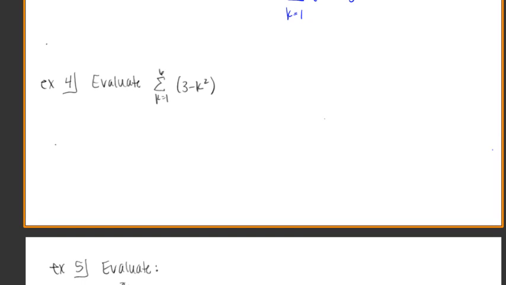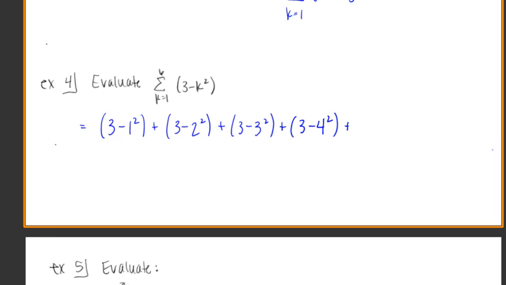We want to evaluate this summation from k equals 1 to 6. So just getting practice. So it looks like it's going to be (3 minus 1) squared plus (3 minus 2) squared plus (3 minus 3) squared plus (3 minus 4) squared plus (3 minus 5) squared, and last but not least, (3 minus 6) squared.